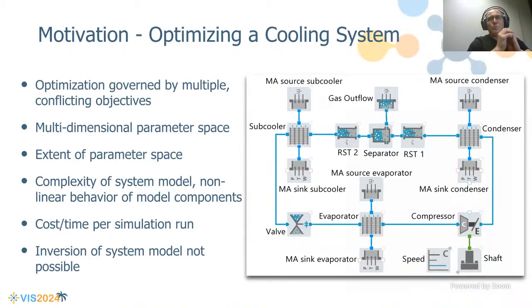The optimization of cooling systems is important in many cases, for example, for cabin and battery cooling in electric cars. On the right, you see an example of a simulation model of an air conditioning system for the cabin of a passenger car. The optimization of such systems is governed by multiple conflicting objectives, and it's performed across a multi-dimensional parameter space of control and output parameters. The simulation models are characterized by their nonlinear behavior and can only be linearized locally within a small range of sufficient validity.